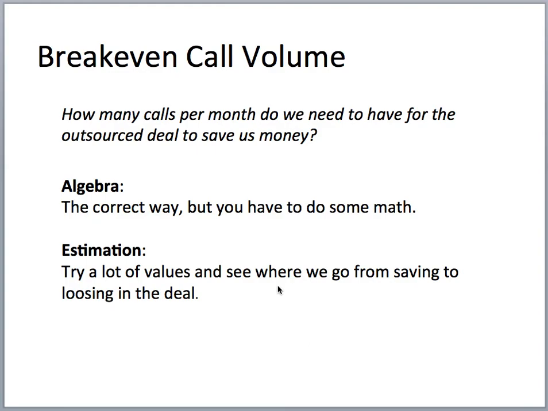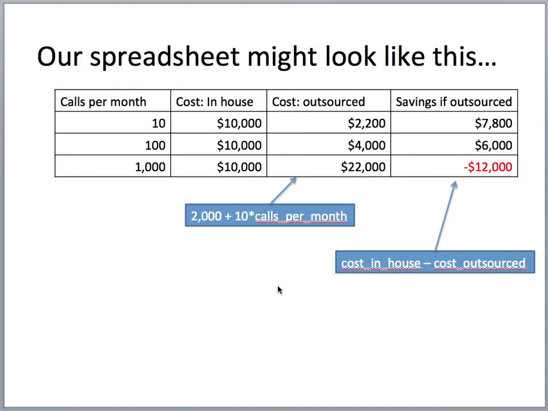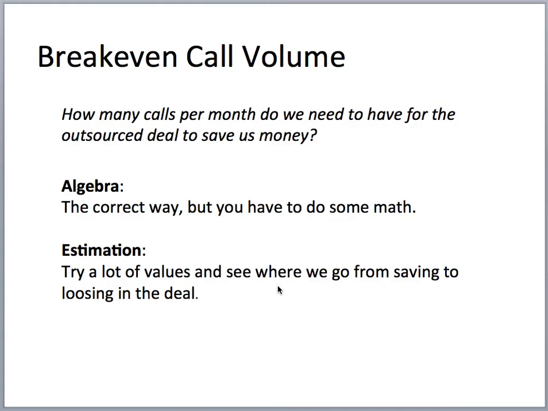We talked about break-even analysis only a few slides ago. Now it's time to do some. The key question is, how many calls a month do we need to have our outsourcing deal save us money? Well, we go back to our spreadsheet, we see that at 100 calls a month, we save money. At 1,000 calls a month, we're not saving money anymore. So somewhere between 100 and 1,000 is the point where we don't save money anymore with this deal. So the correct way to do this is algebra.